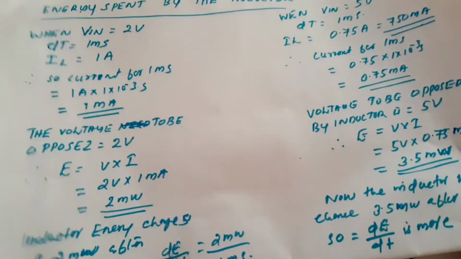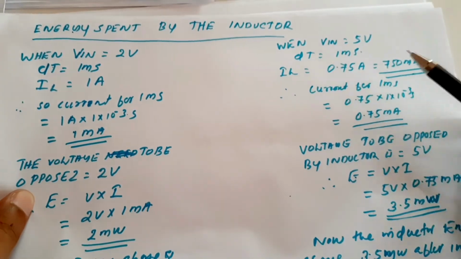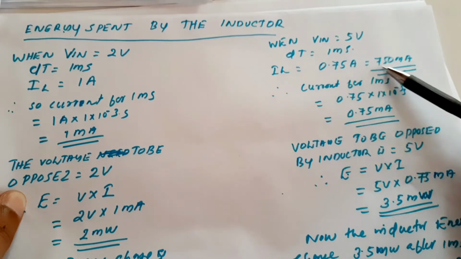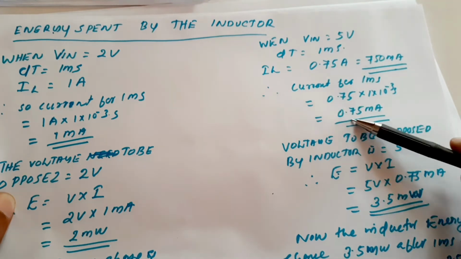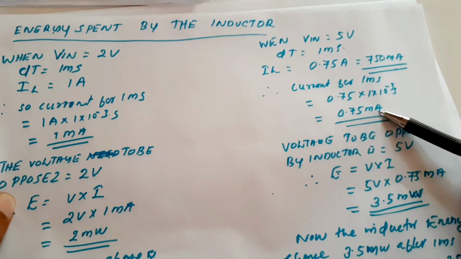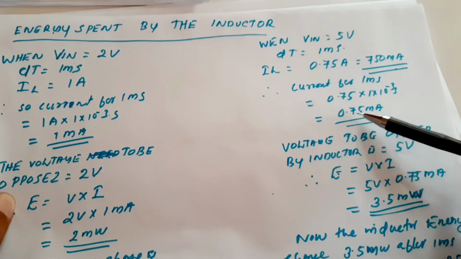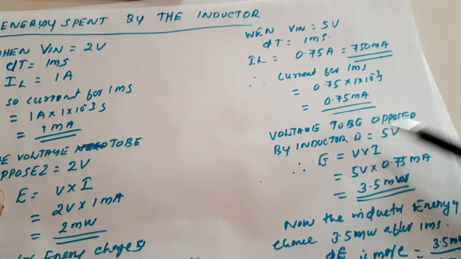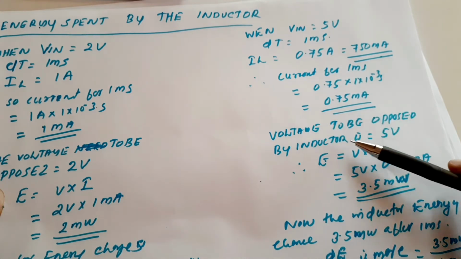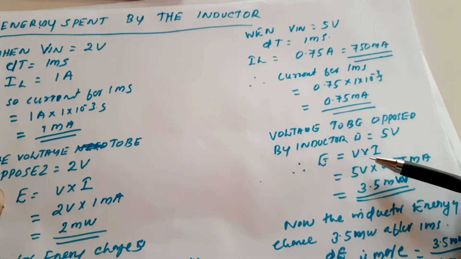0.75 ampere or 750 milliampere. If this current flows for 1 millisecond, the average current will be 0.75 milliampere. The average current for 1 millisecond will be 0.75 milliampere. And the voltage to be opposed or overcome by the inductor is 5 volts.